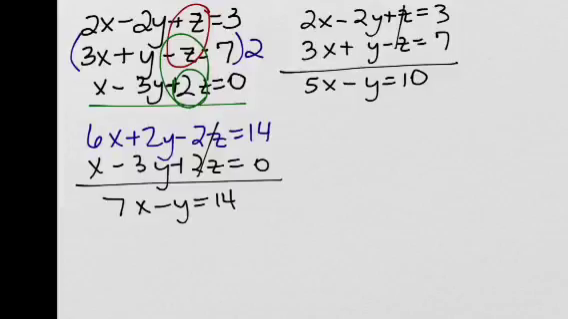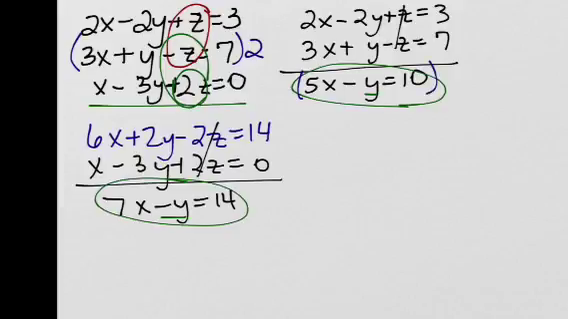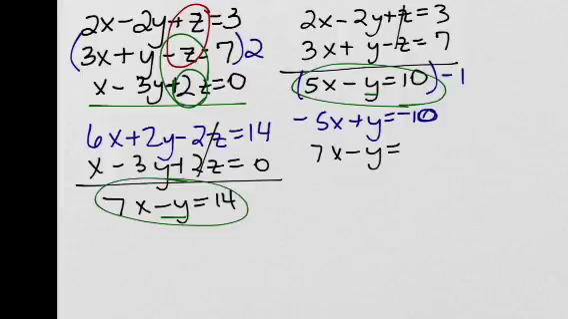So now I have these two equations that both have x and y, and I need to solve them. I notice that I have a negative y and a negative y. If one of them were a positive y, they would cancel. So I'm going to multiply this equation here by negative 1. That gives me negative 5x plus y equals negative 10. So when I pair that up with my other equation, 7x minus y equals 14, the y's cancel out.